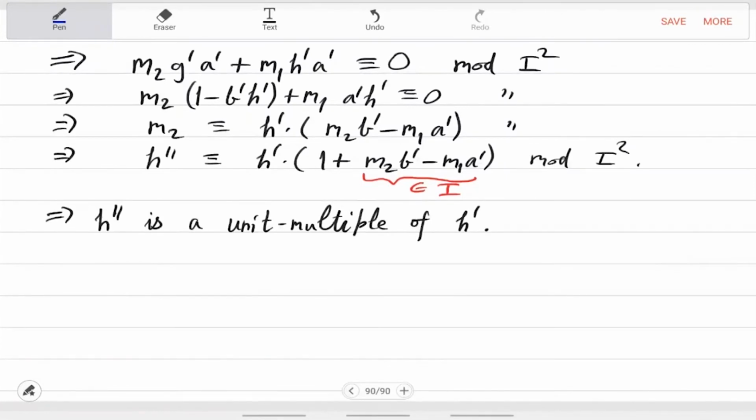So the reason is just that 1 plus i times 1 minus i is 1 mod I square, because i square is 0 mod big I square. Okay, so as promised, H prime prime and analogously G prime prime, they are actually just a unit multiple of what we had constructed.